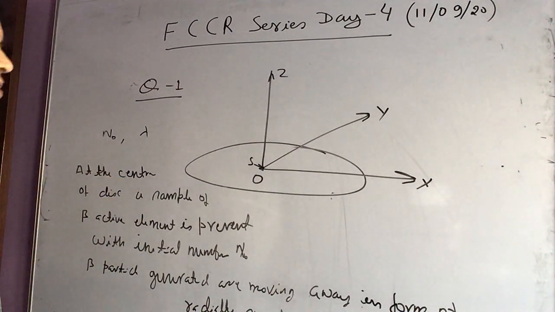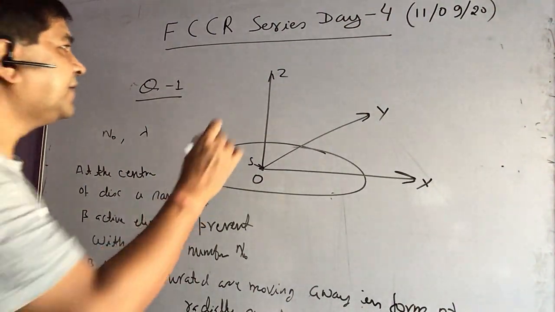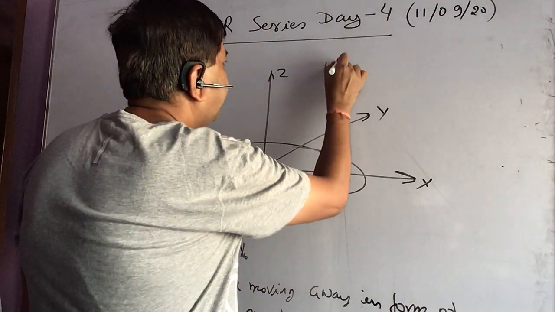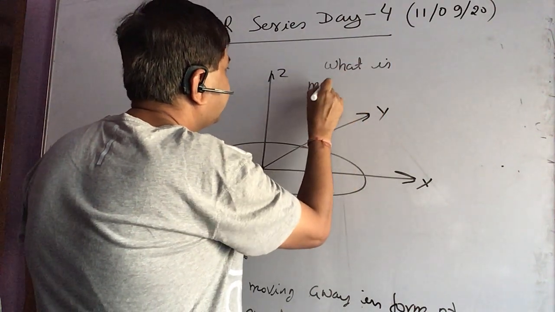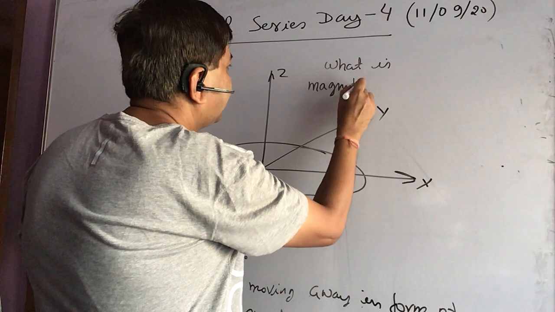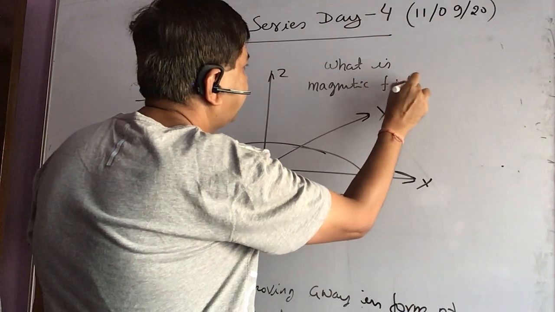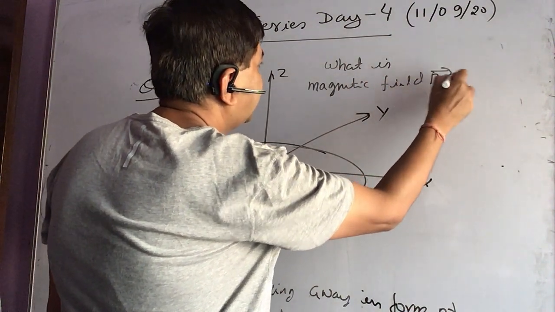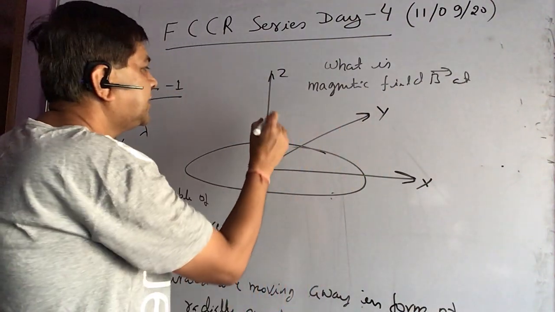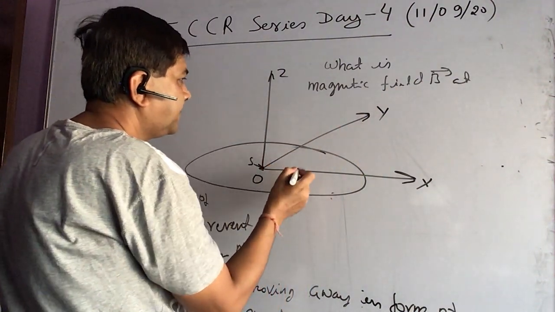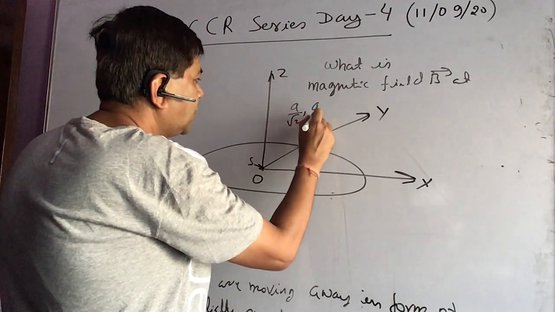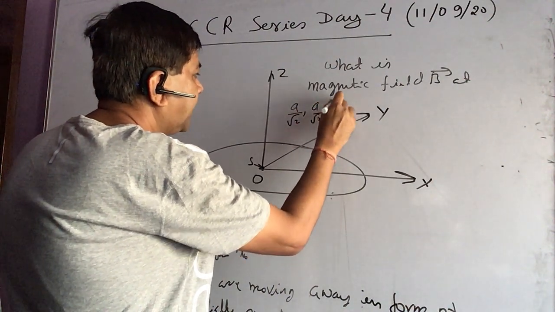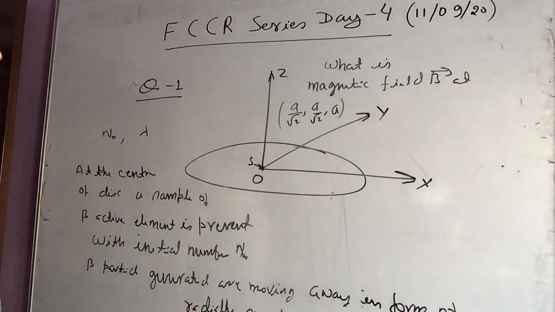And now I am asking you, what is the magnetic field B at the point (a by root 2, a by root 2, a)? What is the magnetic field at the point (a by root 2, a by root 2, a) after time t?